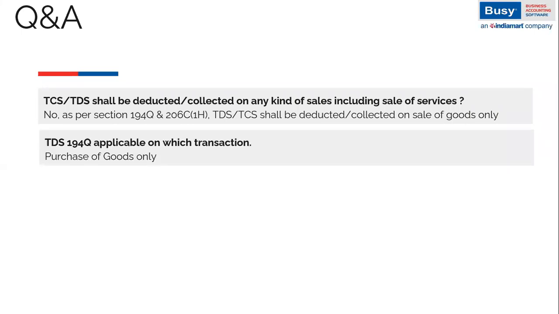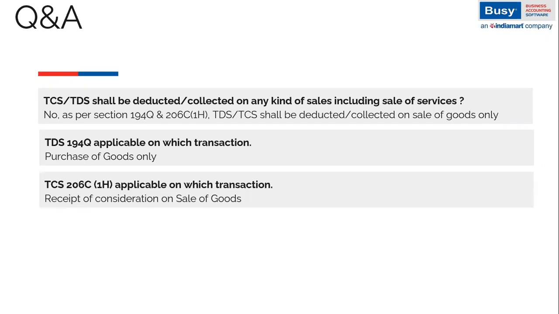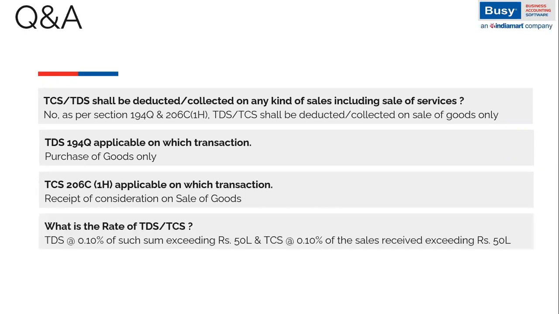On which transaction is TDS 194Q applicable? It's on the purchase of goods. On which transaction is TCS 206C(1H) applicable? On the receipt of consideration on the sales of goods. So TCS is applicable on the receipt of consideration on the sales of goods. What is the rate of TDS and TCS? Both TDS and TCS are 0.10% under sections 194Q and 206C(1H) if it exceeds the limit of 50 lakh.